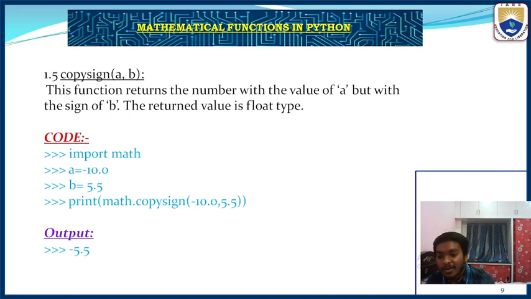Simple. We have taken a as minus 10 and b as 5.5. The sign of a is negative, b is positive. The sign of a will be copied to b. It means b will become negative. If we take a as positive, b will become positive.